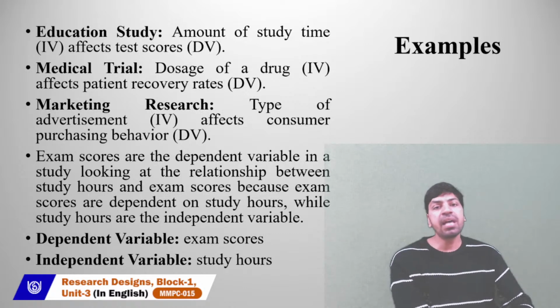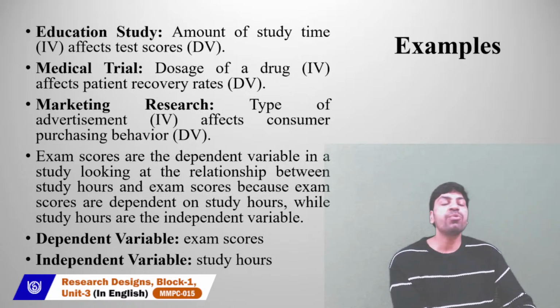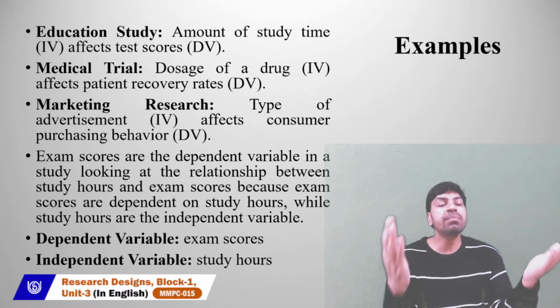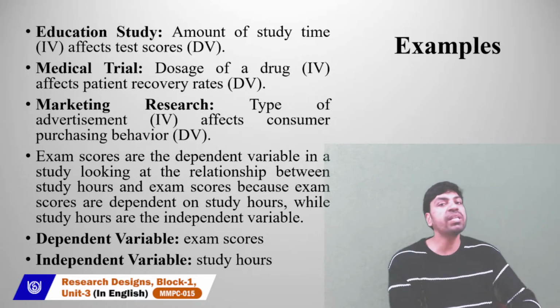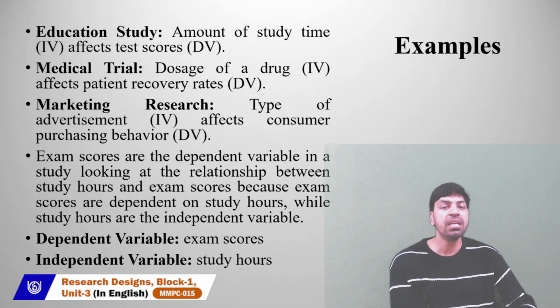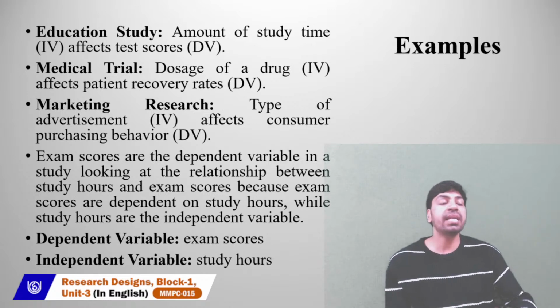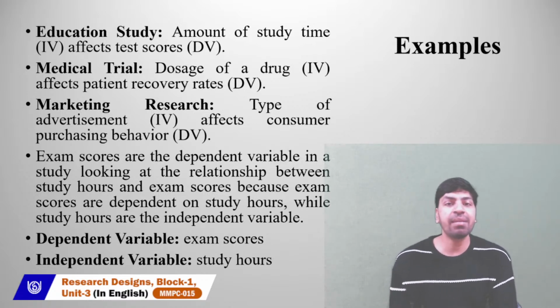So this is an example, a few more examples to understand this concept relevant to the different disciplines or different areas of specialization. The first one is an education study. The amount of study time is an independent variable which affects the test scores. So the test score is a dependent variable.